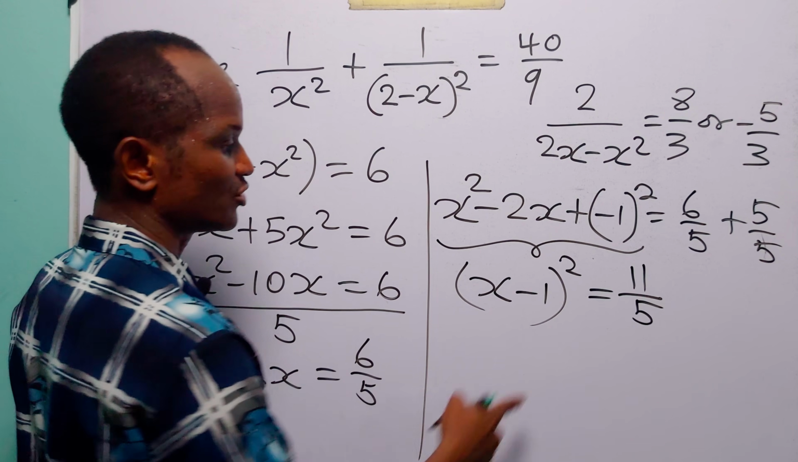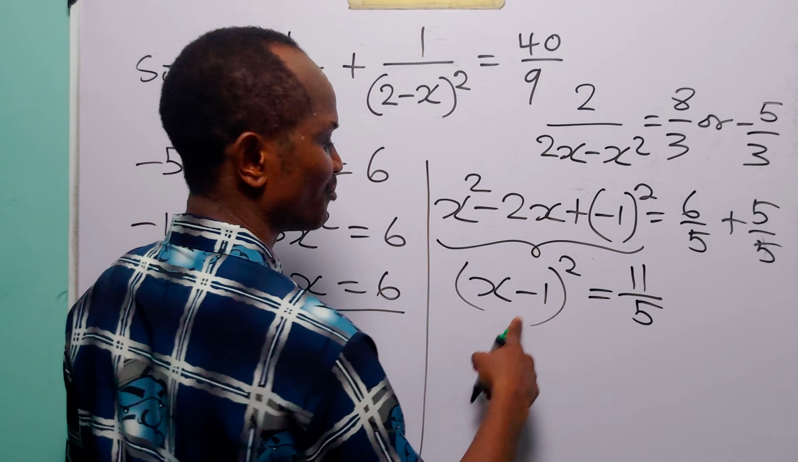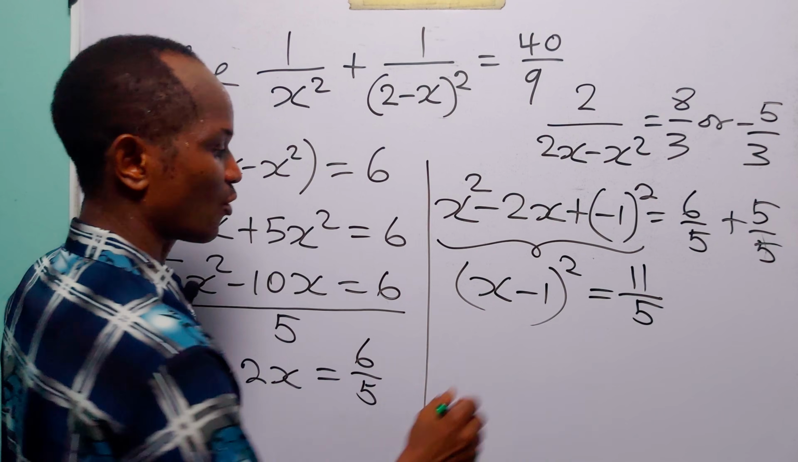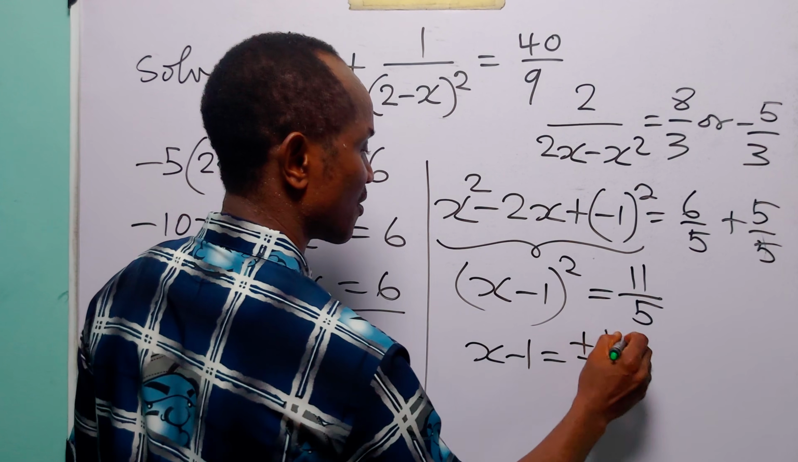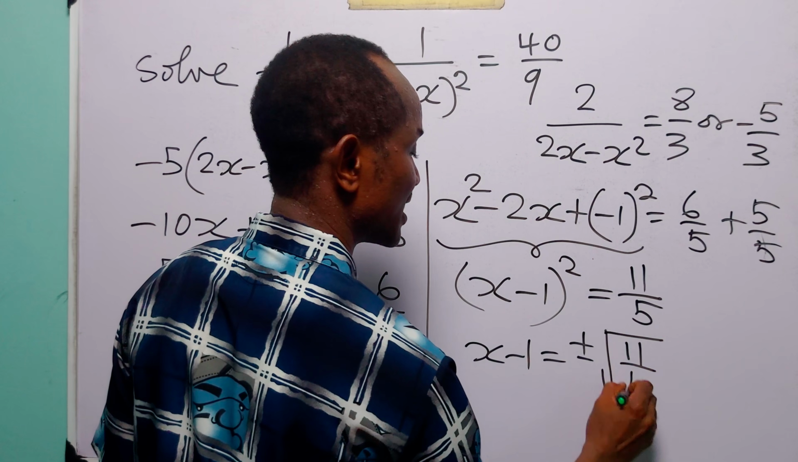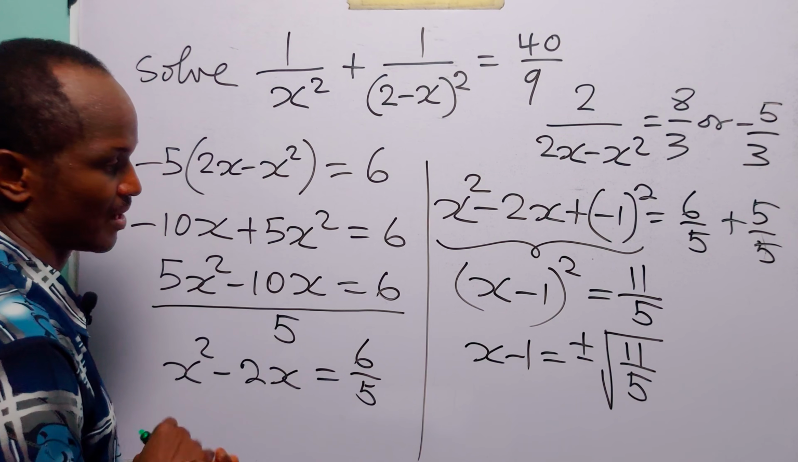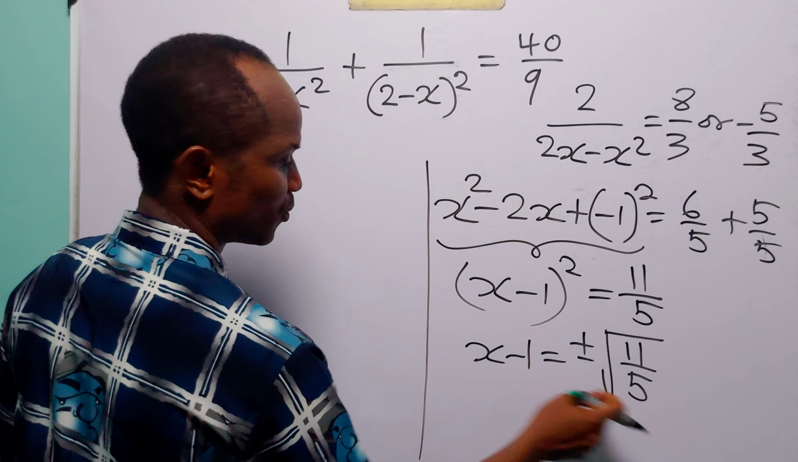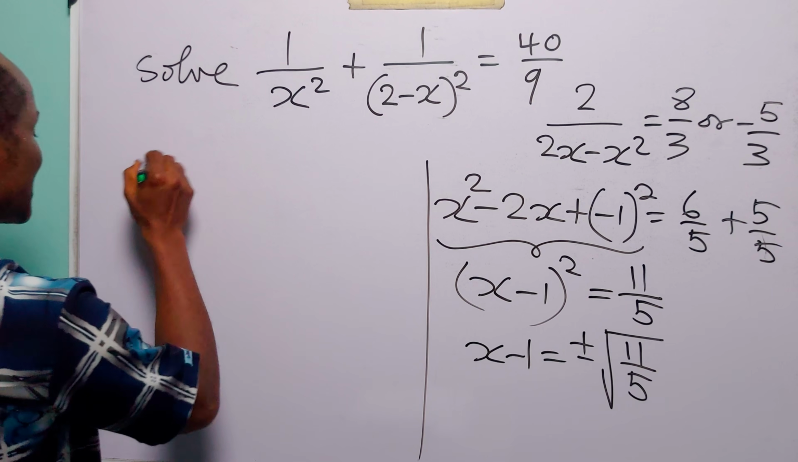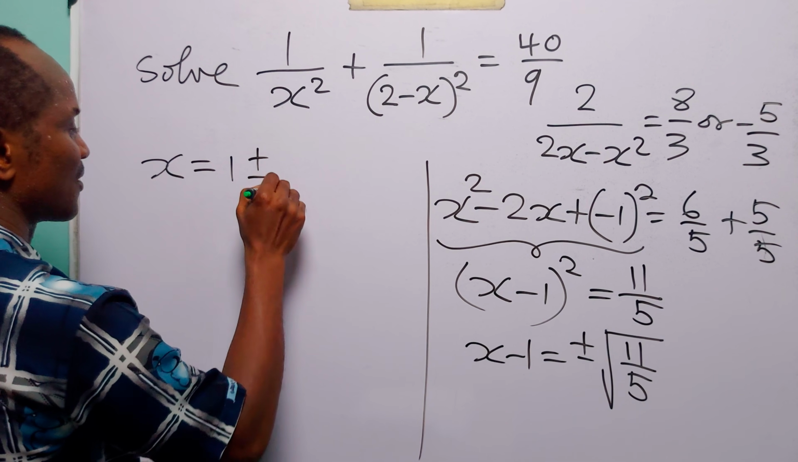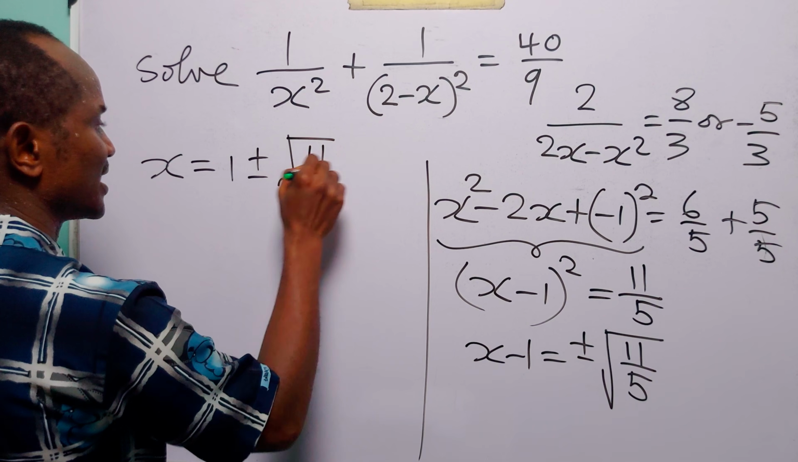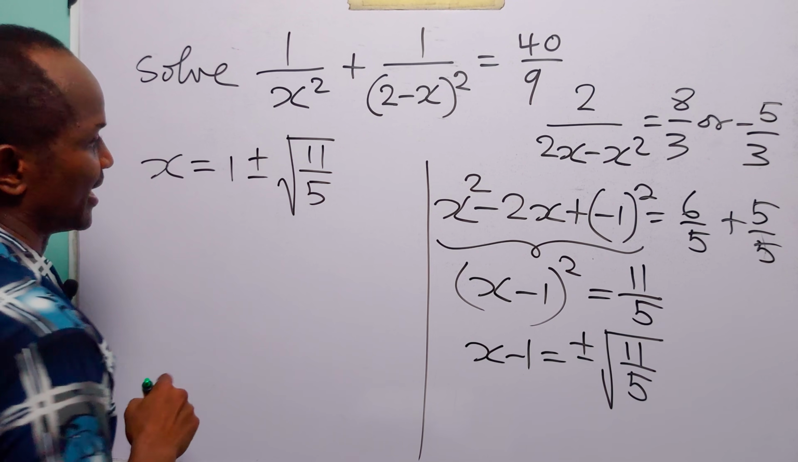Now, the next thing we are going to do is to take square root of both sides of this equation. When we do that, we have that x minus 1 is equal to plus or minus the square root of 11 over 5. And of course, when we add 1 to both sides of this equation, we have that x is equal to 1 plus or minus the square root of 11 over 5.